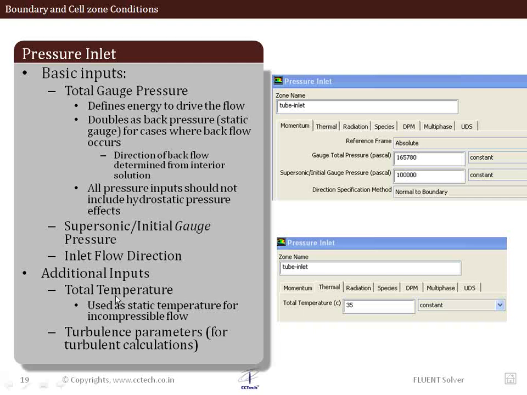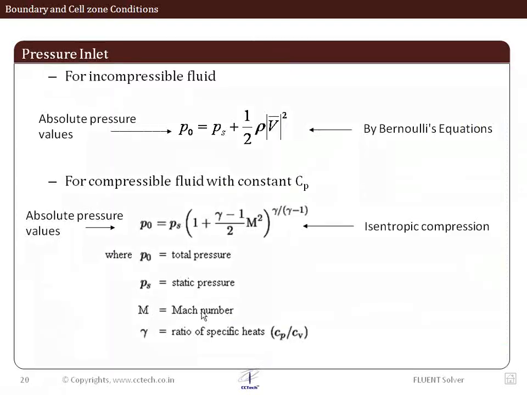And if there are some additional models included, like the energy equation or turbulence parameters, they also need to be given as inputs. For incompressible fluids, using the total pressure that you specify, Fluent can calculate the static pressure once the velocity is clear from the domain. Dependent upon the flow solution inside, the static pressure and the velocity values can be calculated according to Bernoulli's equation. For compressible flow calculations, it uses the isentropic compression law. The total pressure that you specify will be used to calculate the static pressure and the Mach number.